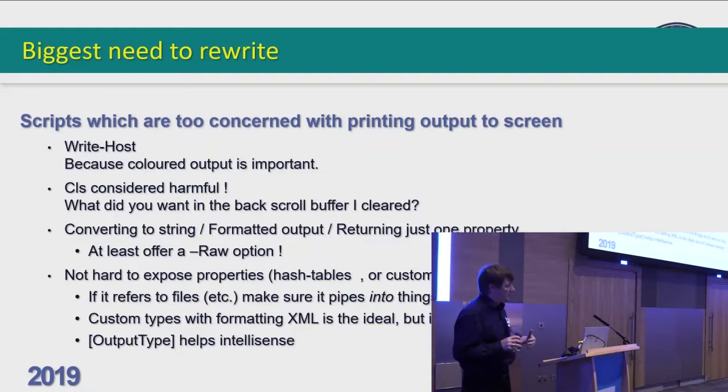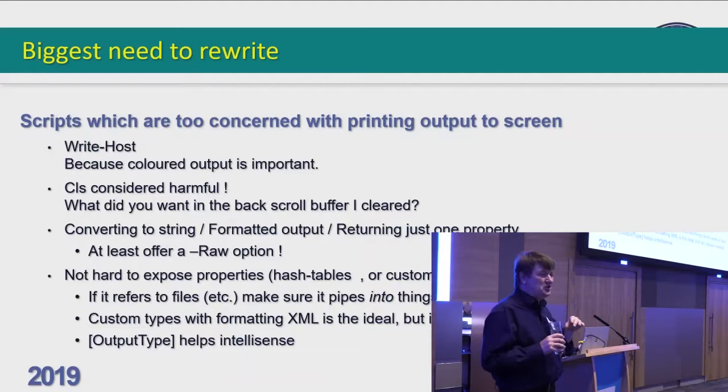And quite often, if you've got a whole bunch of things, it's really easy to expose properties, so you give back a hash table or a custom object. Other quick tricks, by the way: if something deals with files, then you can fiddle the output on it so that it has a path property. Now, anything that takes input that might be a file will look for a path property and go, hey, that's got a path property, it's probably a file.